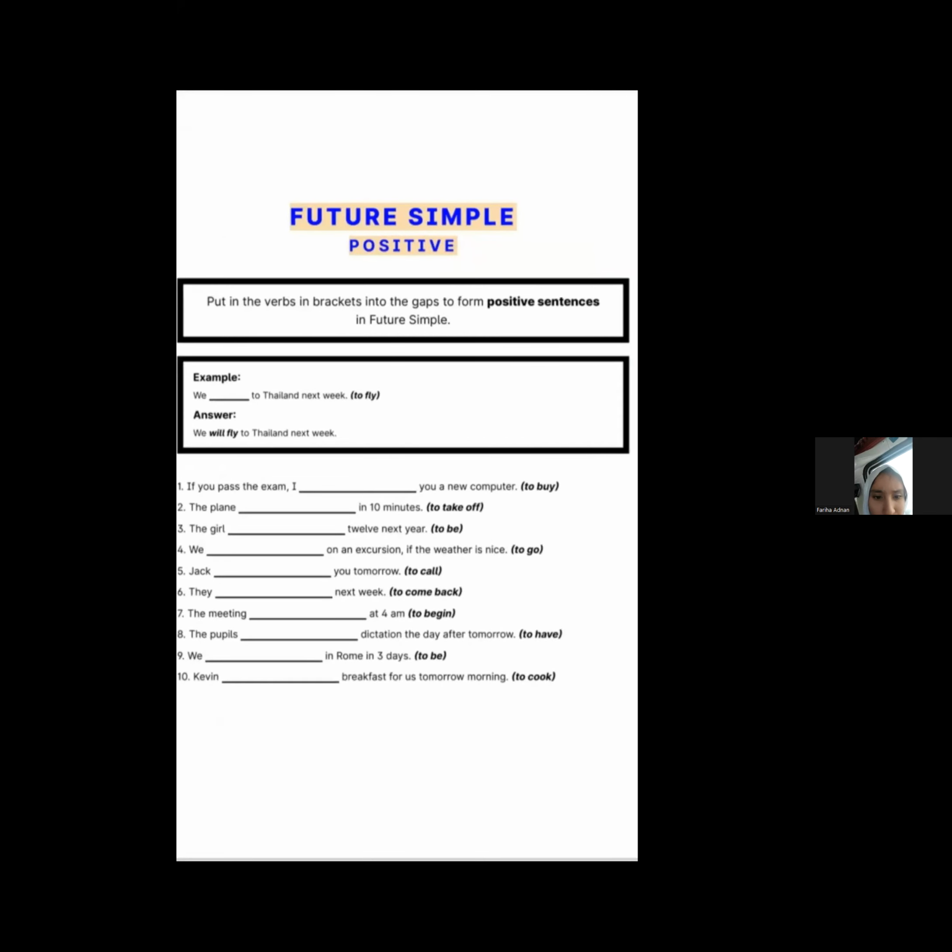Dear students, you have to make the sentence by using will, and in the brackets the verbs are given. You have to add these verbs according to the sentence, using the first form of the verb. You don't have to worry about any other form. The example is written here: We dash to Thailand next week. The answer is we will fly. So you take fly from the bracket. We will fly to Thailand next week. These are really easy sentences.